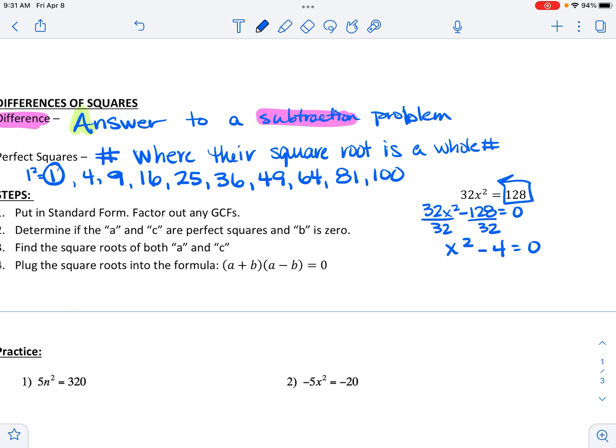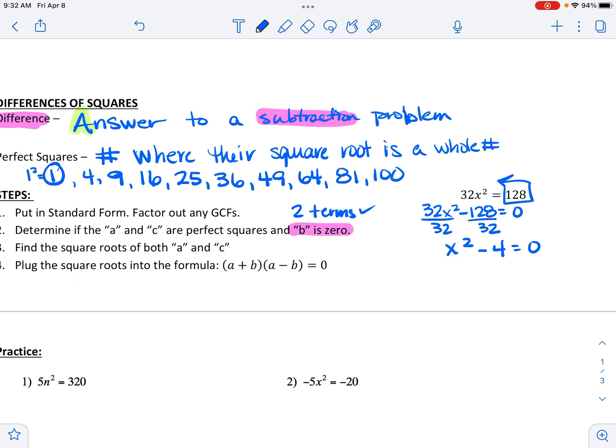Now, determine if the A and C are perfect squares and B is 0. So we can tell automatically that the B is 0 because there are only 2 terms. That's an easy one. Are the A and C both perfect squares? Well, if the exponent is even, then A is going to be a perfect square. Coefficient is 1. 1 is a perfect square. So yes, A is a perfect square. C is 4. Is 4 a perfect square? Yes, it is 2 times 2.